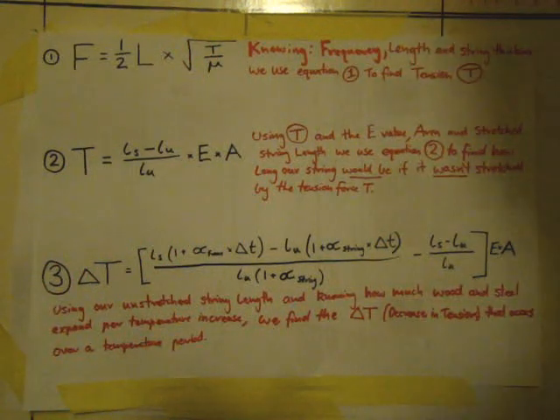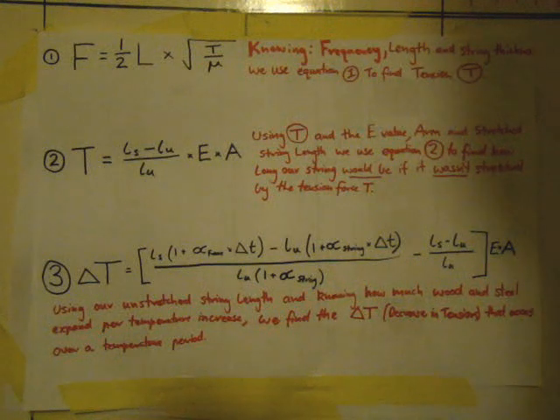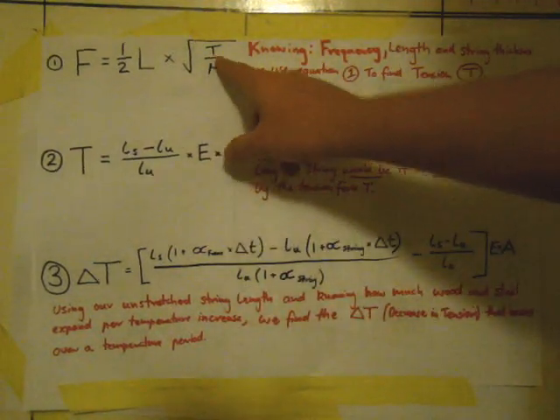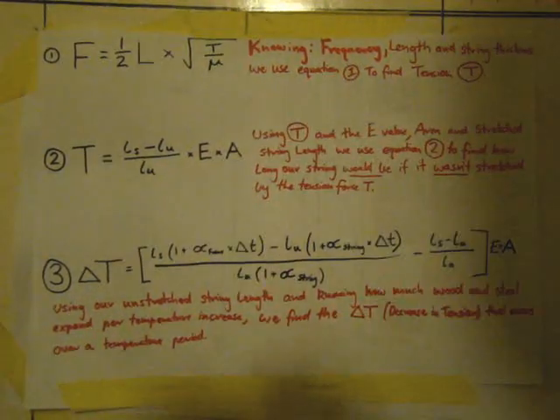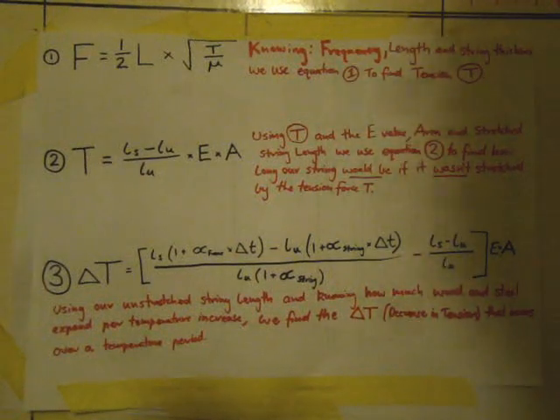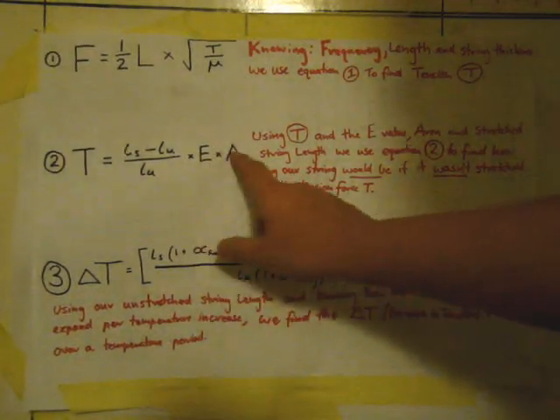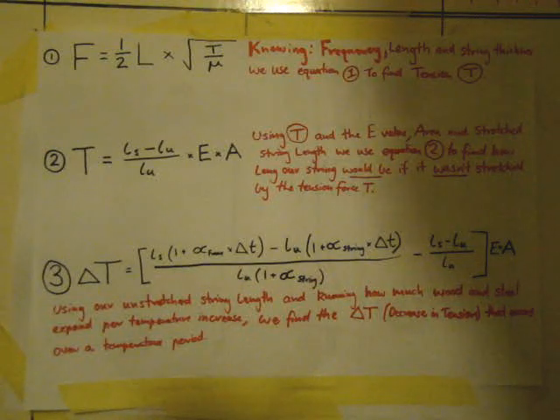In equation 1, we already know the frequency, the length, and the string thickness, so we can use equation 1 to find the only variable that we don't know, which is tension. Substituting our value for tension, we can then use the other variables that we already know and find the length of the string unstretched, as if nothing was acting on it.